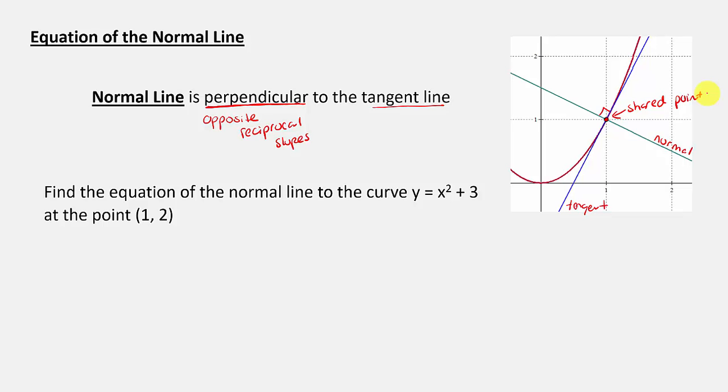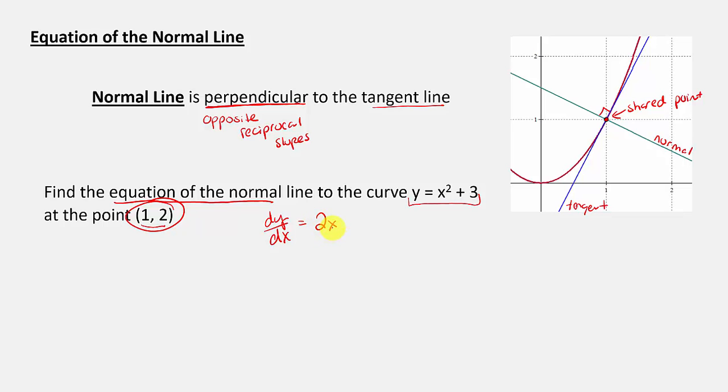All right, let's look at an example. Find the equation of the normal line to this curve at this point. Now again, I'm writing the equation of a normal line, but to write the equation of any type of line, I need two things. I need a point, which I have, and I need a slope, and we're going to use the derivative to find the slope. So we're going to take the derivative.